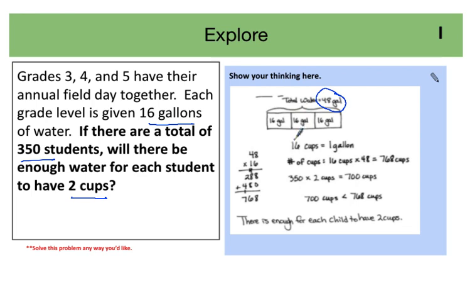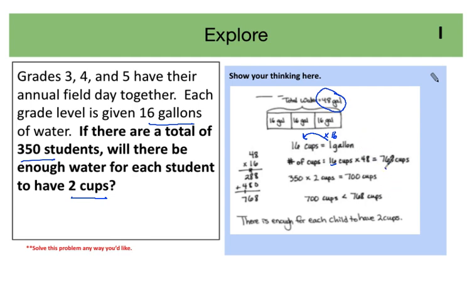So we know that 16 cups equals 1 gallon. So the number of cups equals 16 cups times the 48 gallons, right? Because in the relationship to go from gallons to cups, you'll notice our number has to go up higher. It's going from 1 to 16, so we're going to be multiplying by 16. That's where we get the 16. The 48 is how many gallons of water there are for the 3 grades in total.